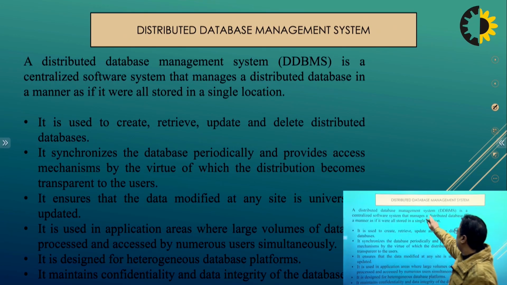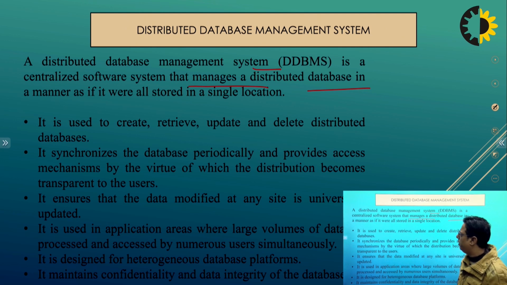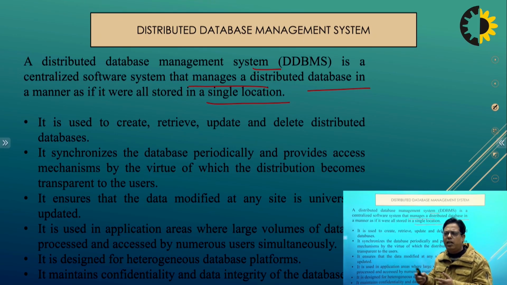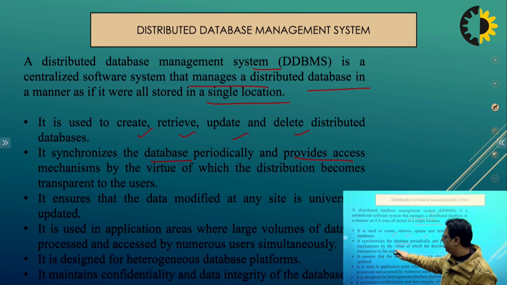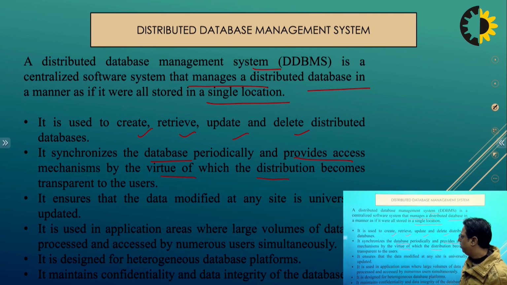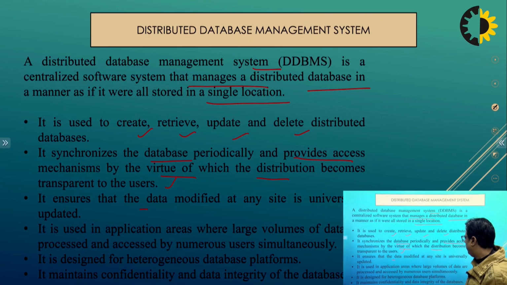Now, the distributed database management system. It is a centralized software system that manages all distributed databases as if they were all stored in a single location. A distributed database management system is a system, a technology, and a framework to manage all the distributed DBMSs located at different locations. It is used to create, retrieve, update and delete the distributed databases at different locations from a single place. It synchronizes the databases periodically and provides access mechanisms by virtue of which the distribution becomes transparent to the users. It ensures that data modified at any site is universally updated.